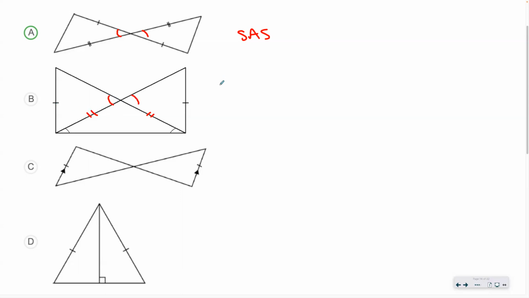You could call it SSA. Now, does this work? No. Not congruent anyway. Not necessarily congruent. And by the way, that means it can be, but not always. But not just that. What did they ask for? They asked for side angle side.